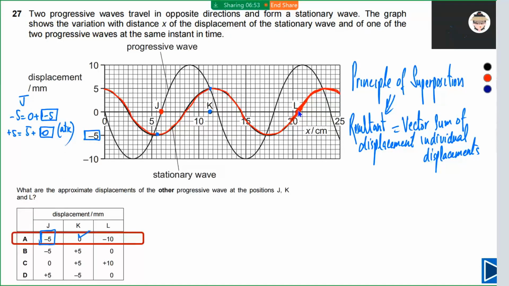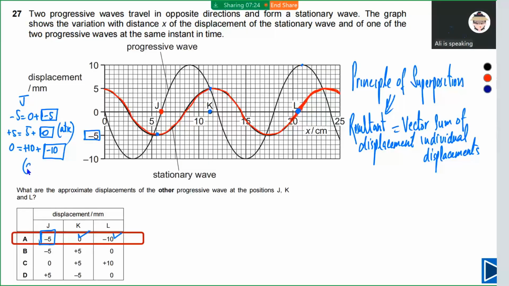Now if we go to point L, you can see the stationary wave has a displacement equal to 0. But if you look at the displacement of the progressive wave, this is plus 10. How about the displacement of the second progressive wave? I hope you will say that one has to be minus 10. So the sum of these two has to be equal to 0. So that's the reason this one is minus 10, and this is at L.